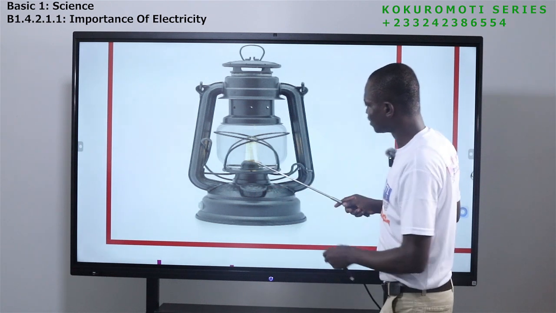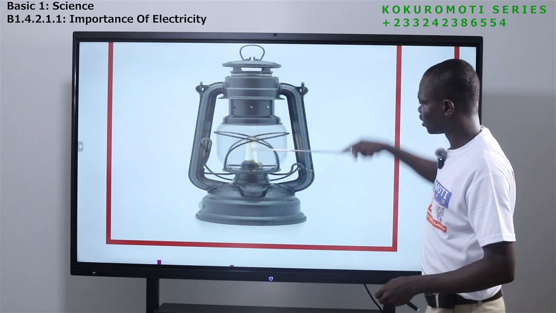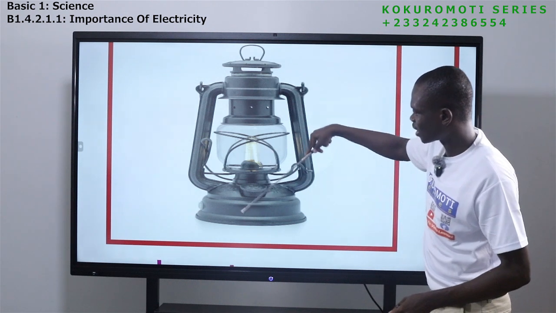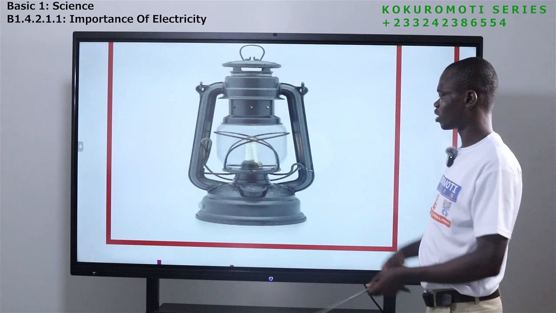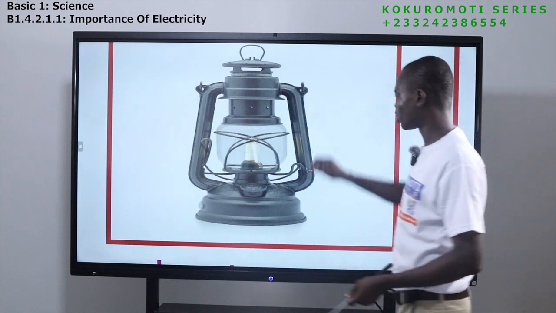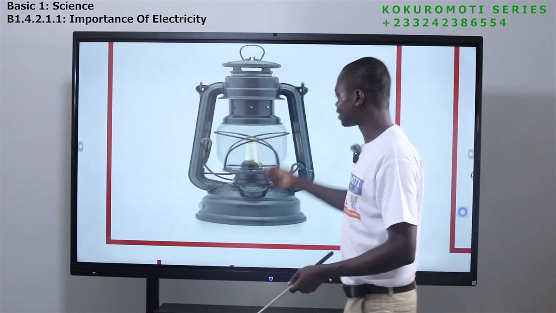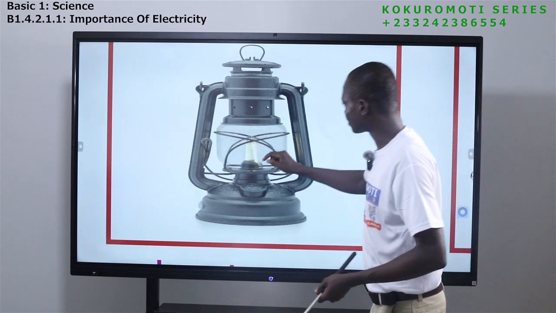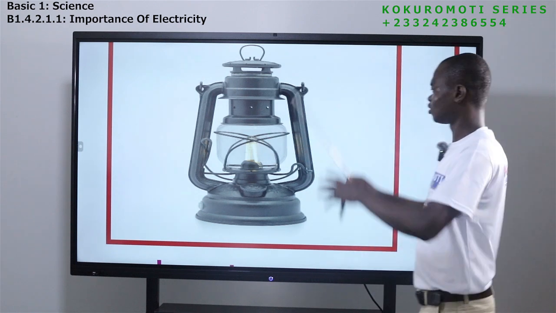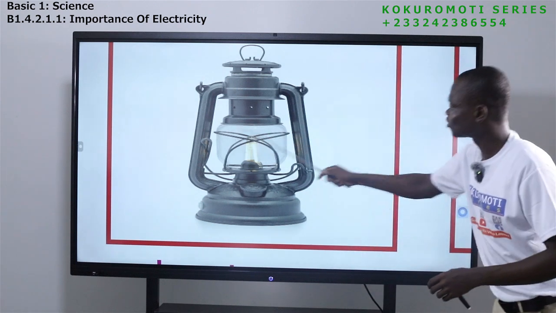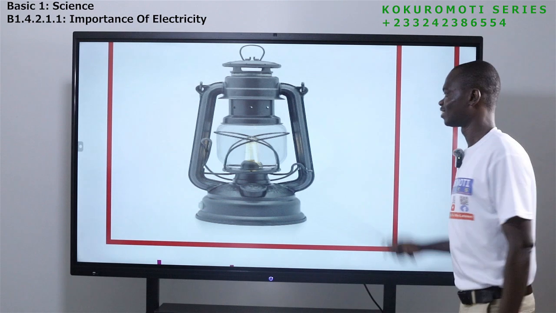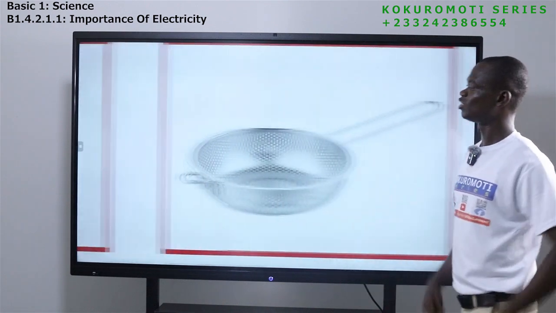You see here, this side, there is cotton. It goes into the container here, so it absorbs the kerosene. So anytime you want to light it up, just strike your matches and then you bring the fire here. You cover it and it will be there. This we call shade. So it doesn't use electricity.